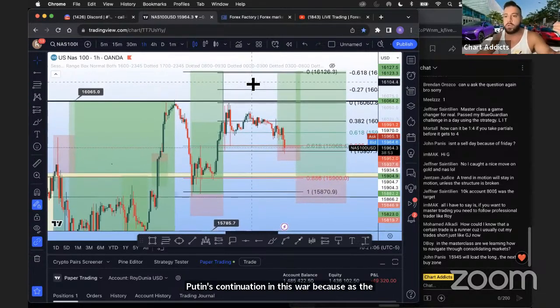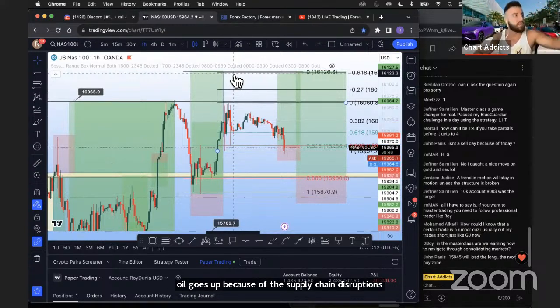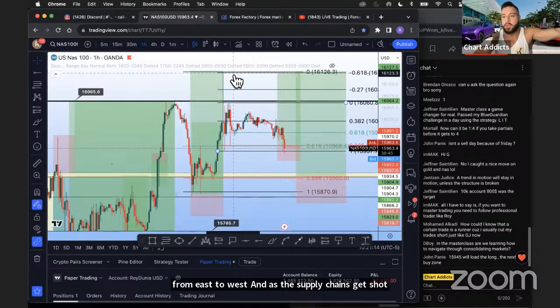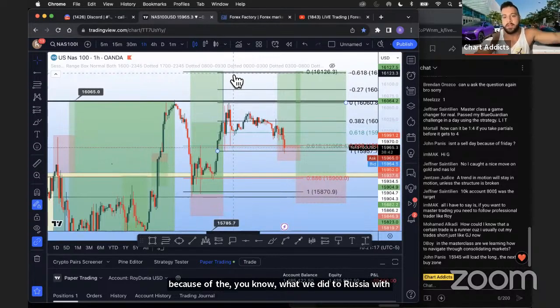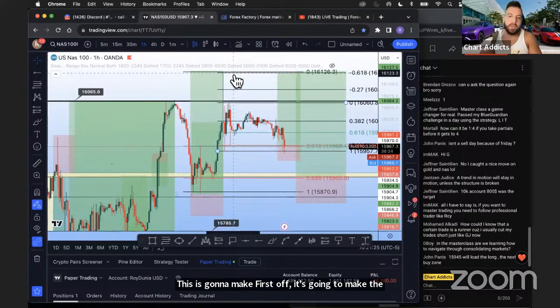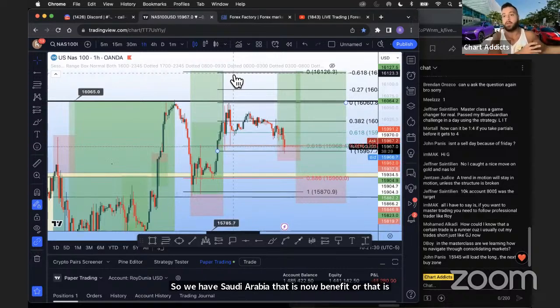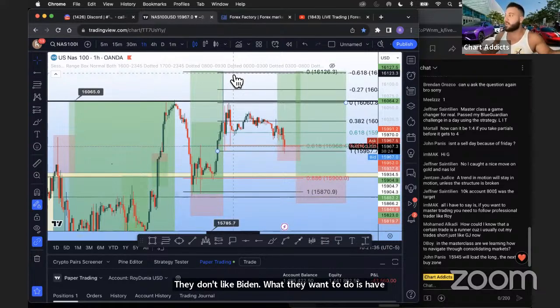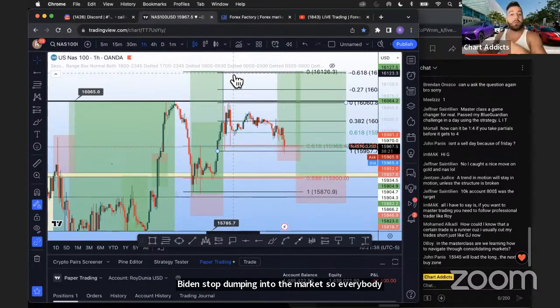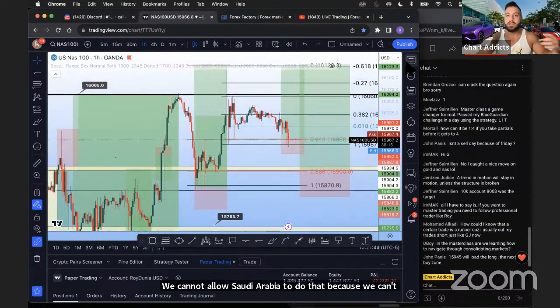Because as the price of oil goes up because of the supply chain disruptions from east to west, and as the supply chains get shot because of what we did to Russia with blowing up the Nord Stream pipeline, first off, it's going to make the price of gas go up. And then the only people who benefit from that are the oil producing nations. So we have Saudi Arabia that is now getting hurt because of Biden's policies. They don't like Biden. What they want to do is have Biden stop dumping into the market so everybody can catch their breath. We cannot allow Saudi Arabia to do that because we can't allow the price of oil to skyrocket again. Look at this.